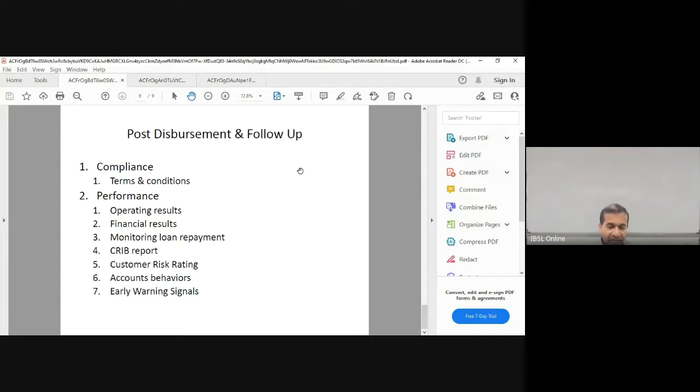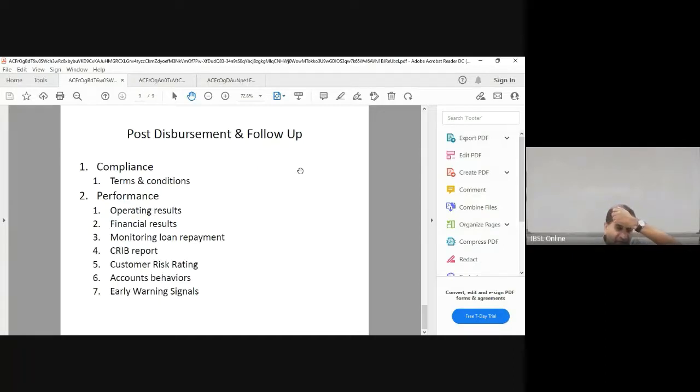Customer risk rating ideally has to be done once every 6 months. When there are a couple of notches downgraded in the risk rating, either internal or external, you have to downgrade your customer. The risk rating has to go down. If you price the loan according to the risk rating, and the risk rating has gone down, of course you can change the pricing as well.